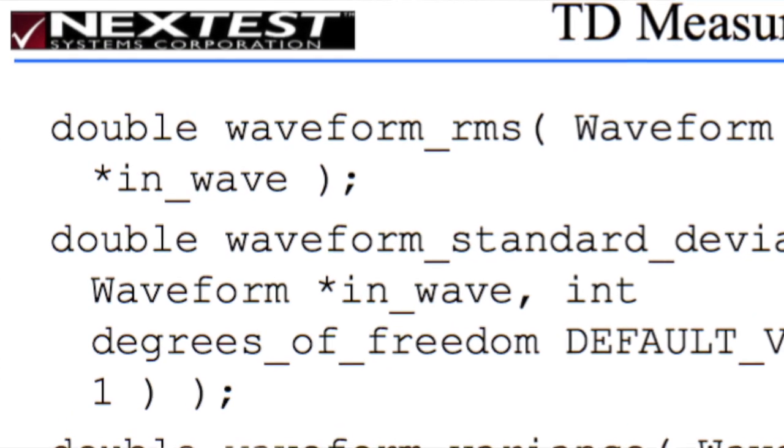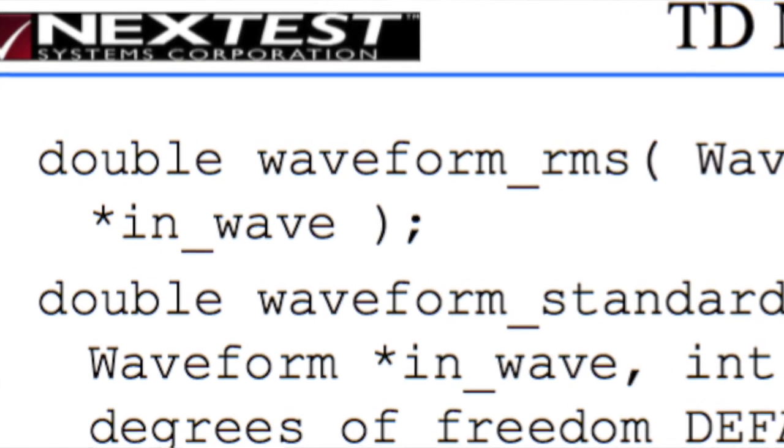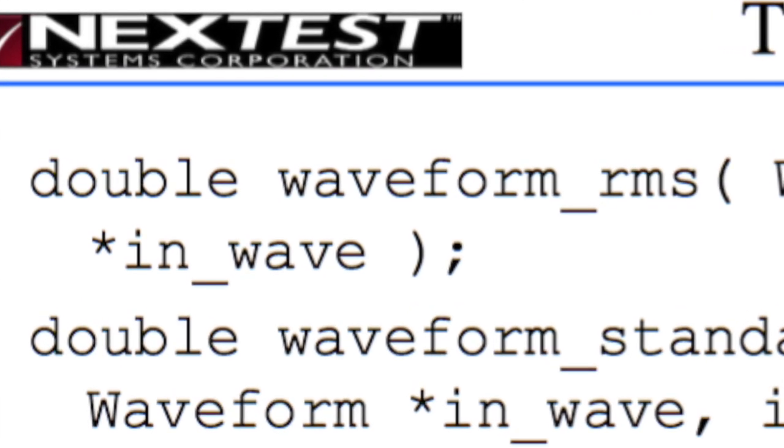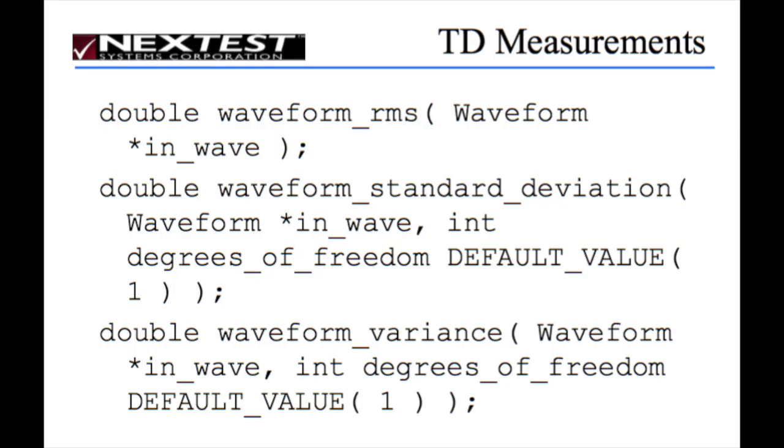And to do that, you need to capture coherently. So you capture the sine wave or whatever wave coherently and then do RMS. And so you could even give this a noise waveform and it would give you the RMS value of the noise, whatever the waveform is. If it's a square wave, it'll give you the RMS. There's also waveform standard deviation and waveform variance. I've never used either one of them, but they are there.